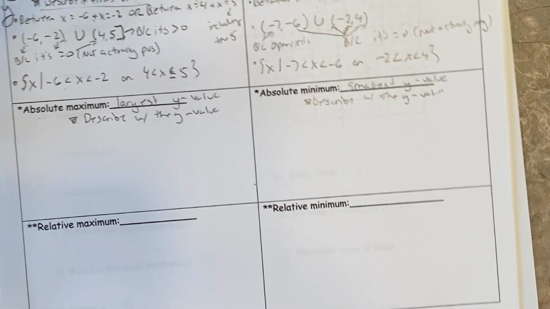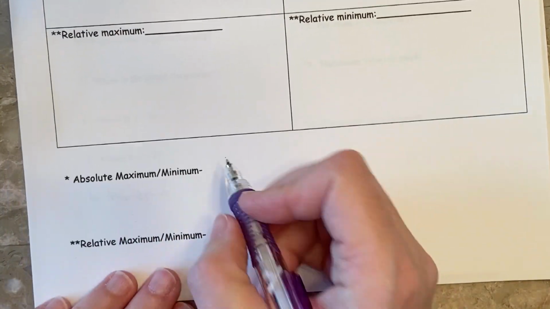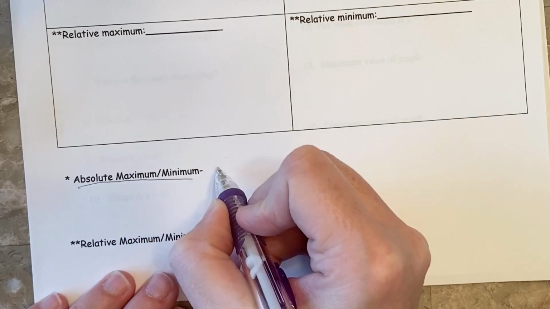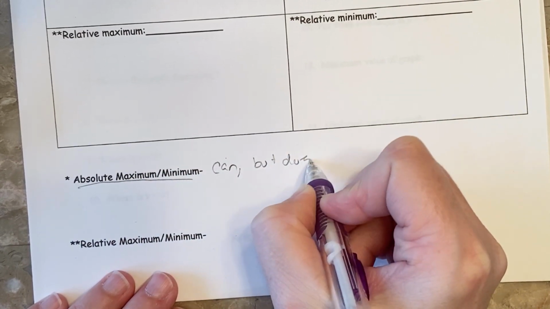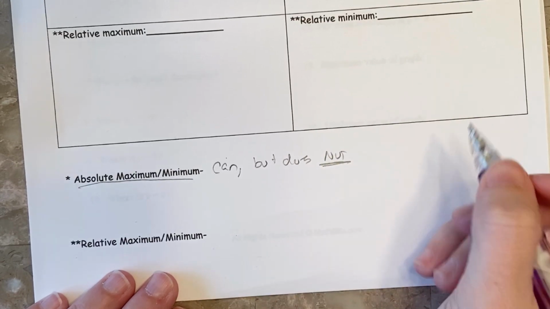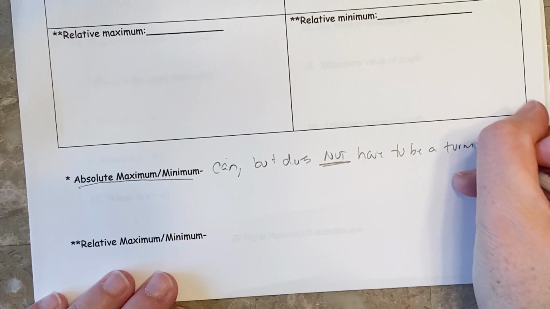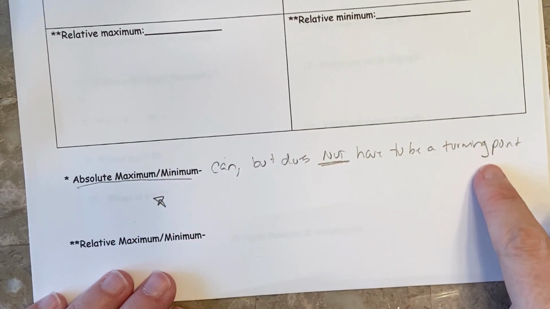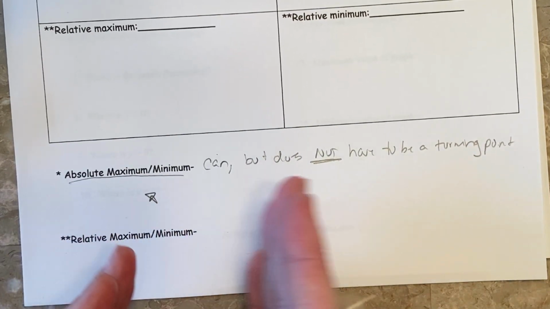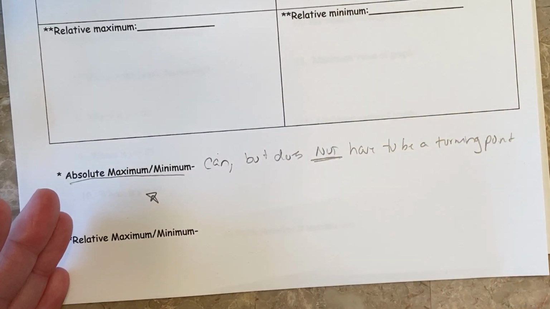Okay. And then before we actually go to our graph and look, I'm going to write a little bit of notes down here. You know all about my notes. So absolute max and min can, but does not have to be a turning point. And now we know turning point, again, from our quadratics. It's where the direction changes. So you're going uphill, you have your turning point, and then you're going downhill.